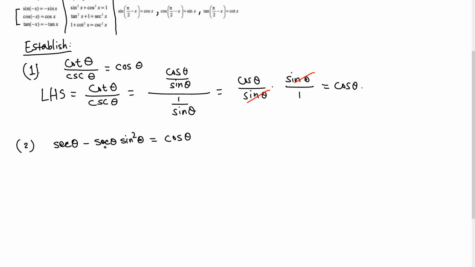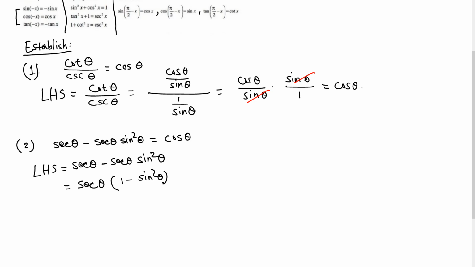Secant theta minus secant theta times sine squared theta equals cosine theta. Again, the left hand side is more complicated, so let me write left hand side. Secant theta minus secant theta times sine squared theta. Here we got two terms. Okay, and whenever we have two terms, try to combine. In this case, we can factor something out and combine. If we have fractions, then we need to add or subtract. So in this case, I can factor secant theta out. Nothing left means 1 minus sine squared theta.